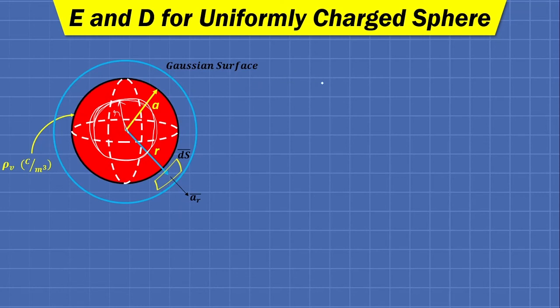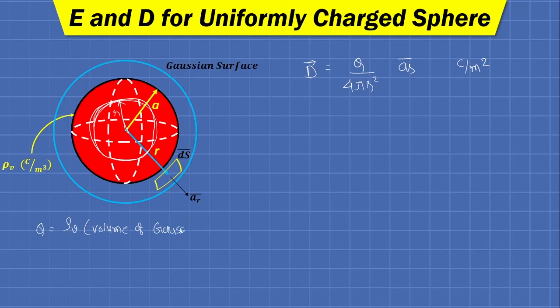Fine. So the things that we have calculated will be the very same, that is D bar equals Q upon 4 pi r square a_r bar coulomb per meter square. But here the value of Q is not the total charge enclosed by the surface, because for the previous two cases the total charge was enclosed by the Gaussian surface. Here Q will only be equal to rho v into the volume of the Gaussian surface, not the sphere.